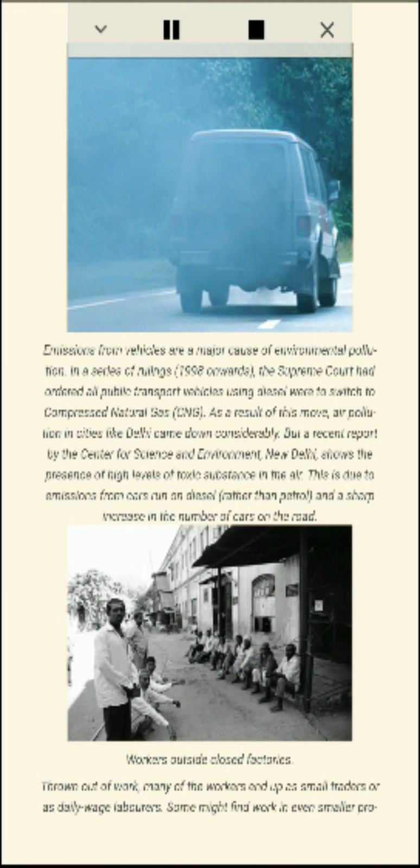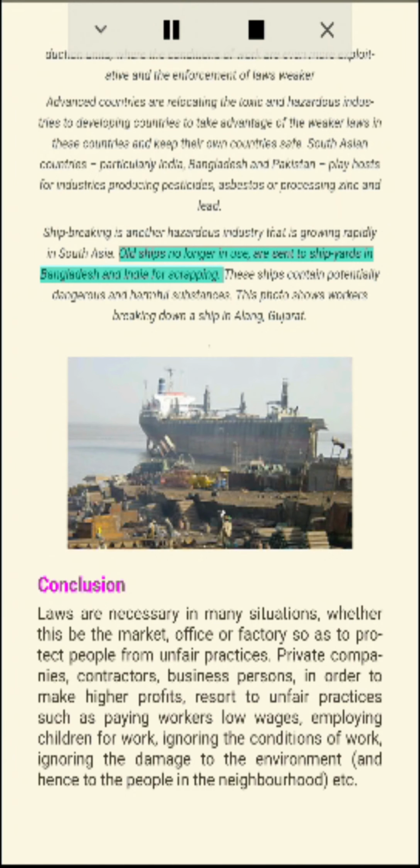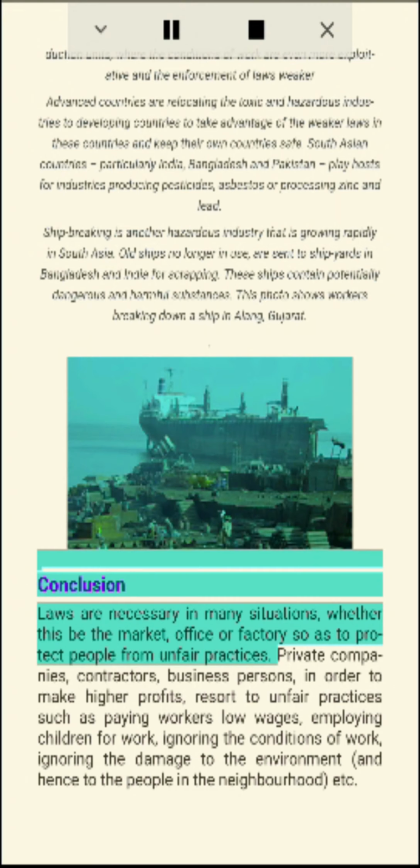South Asian countries, particularly India, Bangladesh and Pakistan, play hosts for industries producing pesticides, asbestos or processing zinc and lead. Shipbreaking is another hazardous industry that is growing rapidly in South Asia. Old ships no longer in use are sent to shipyards in Bangladesh and India for scrapping. These ships contain potentially dangerous and harmful substances. This photo shows workers breaking down a ship in Alang, Gujarat.